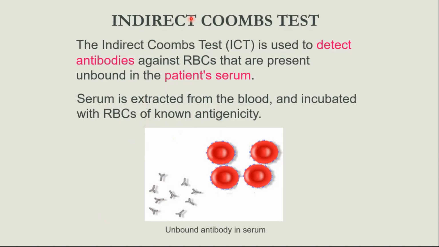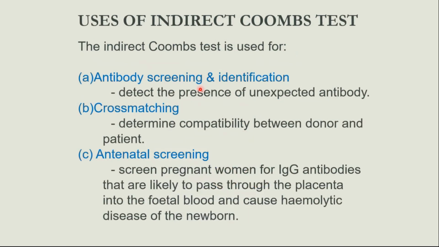Okay, next is the indirect Coombs test. It's used to detect antibody against RBCs that are present in the patient's serum. Serum is extracted from the blood and incubated with RBCs of known antigenicity. They use the ICT, indirect Coombs test, first for antibody screening and identification to detect the presence of unexpected antibody. This uses the antibody screening panel of 3 vials and the antibody identification panel of 12 vials.